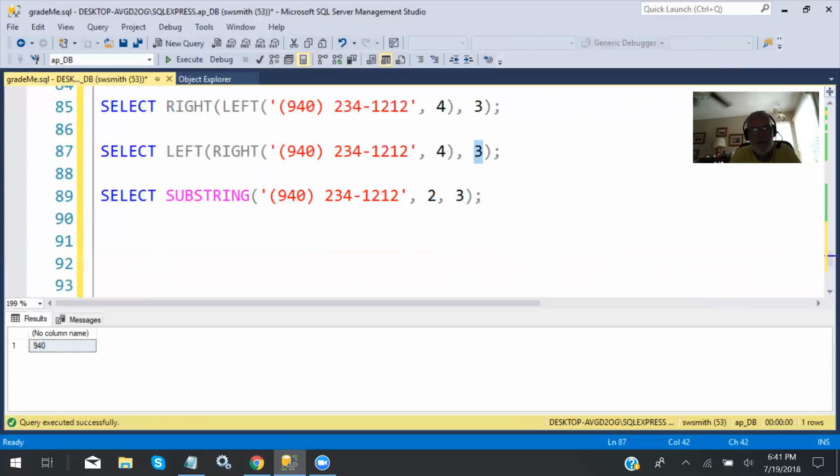So I could have said left, I want the left 1, 2, 3, 4, 5, 6, 7, 8, 9, 10, 11, 12, 13. So I want the right 13, and then I want the left 3. This should give me the 940, and it does give me the 940. So either of these would have worked, or the substring would also have stripped out this area code, and that, by the way, is called the area code.